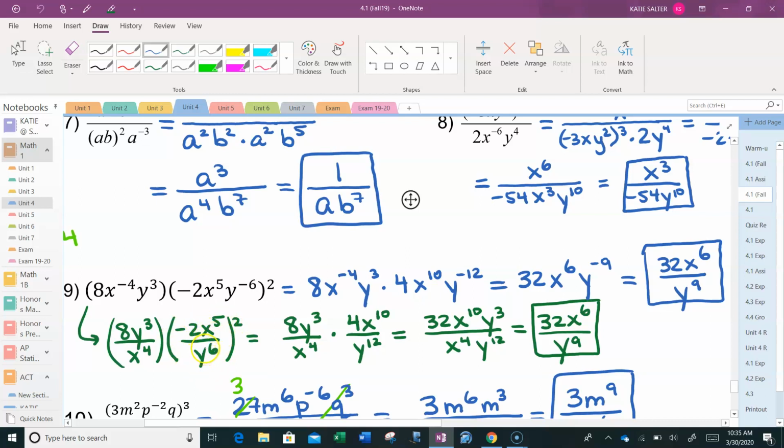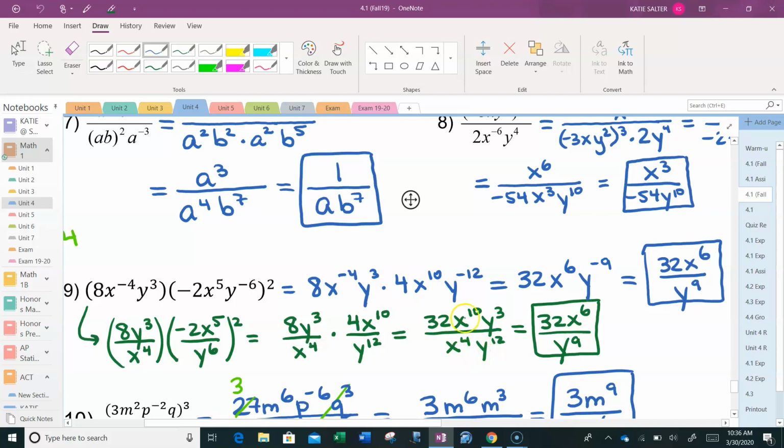using order of operations. So I copy the first quotient, and the second one, negative 2 squared is positive 4, and then we get x to the 10th, y to the 12th. Now we can multiply. 8 times 4 is 32, and then I just did it in alphabetical order, x to the 10th, y cubed in the numerator. In the denominator, we would have x to the 4th, y to the 12th.